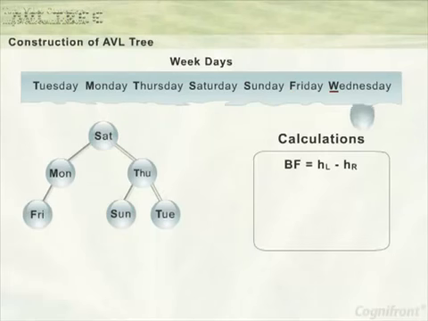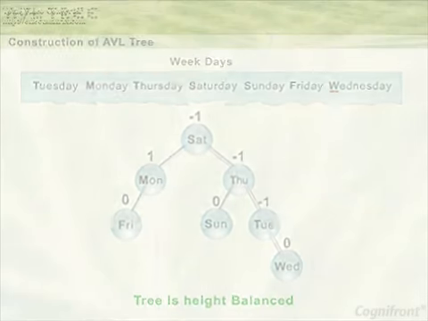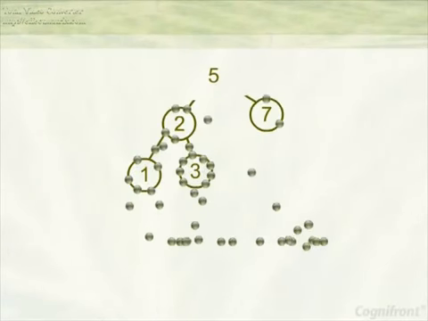The last element is Wednesday, which is inserted to the right subtree of Saturday. Observe that the tree is now height balanced. So friends, here we learnt how to construct the AVL trees.